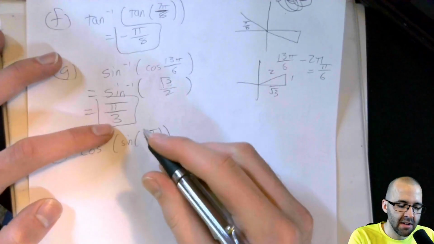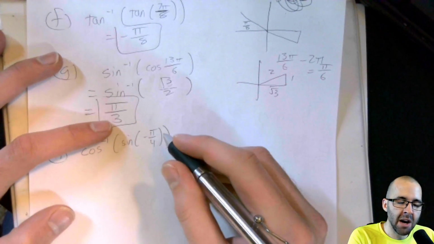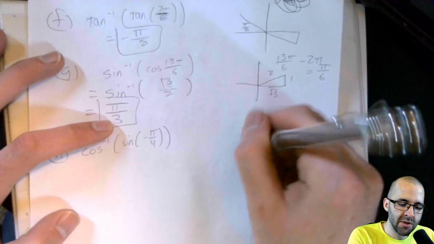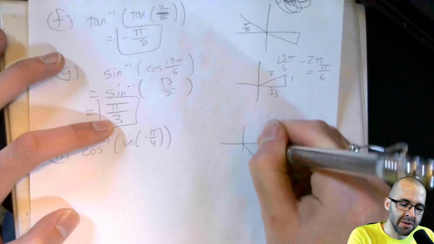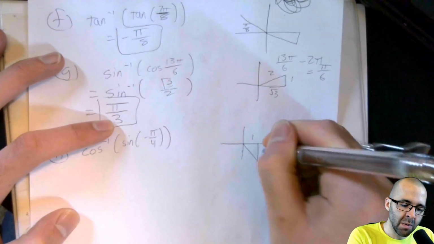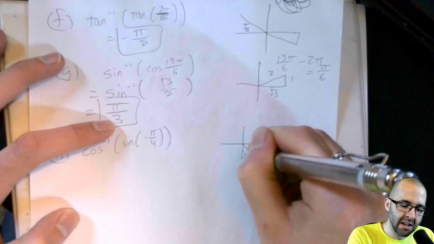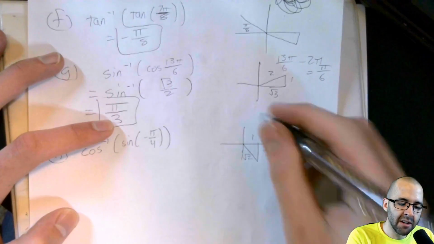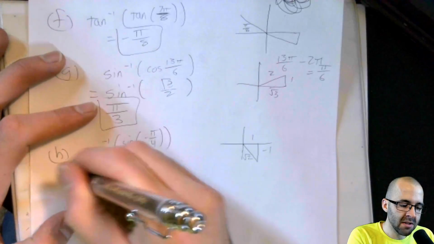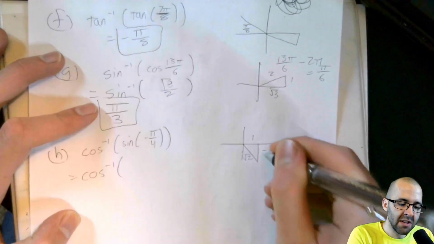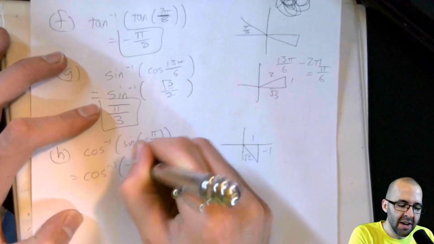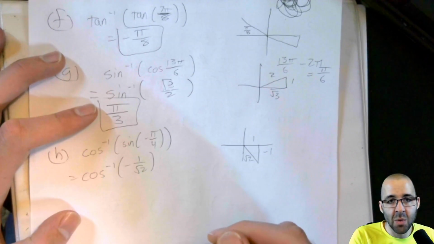All right, so sine of negative pi over 4. Let's draw a picture. Negative pi over 4 is right here. This is going to be 1. This is going to be negative 1 because the y-coordinate is negative. Root 2. So sine of negative pi over 4 is the opposite over the hypotenuse, which is negative 1 over root 2. And you can rationalize the denominator if you want to, but you don't need to for me.